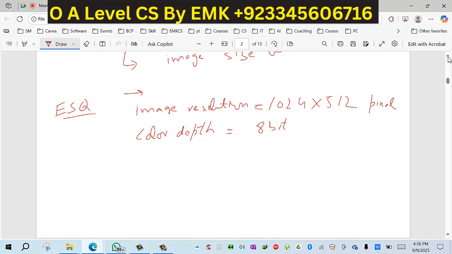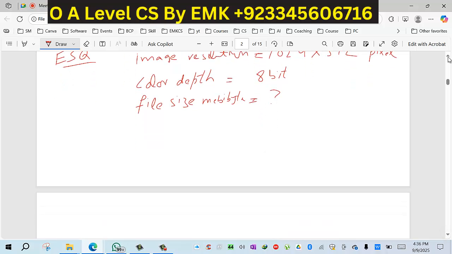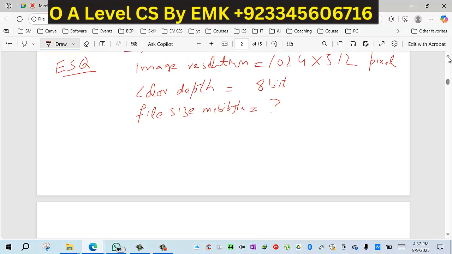What you need to do is calculate the file size in MB. It means we are using which prefix? कौन सा prefix यूज हो रहा है? Which prefix are we going to use? Because we are talking about MB byte. MB byte is a binary prefix. तो सबसे पहले हमें क्या करना पड़ेगा? हमें टोटल पिक्सल फाइंड करने होंगे. We need to find the total pixels.